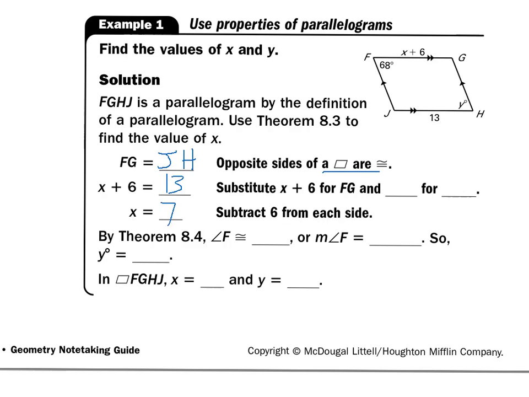And then find y, or angle H, which is y. So angle F is congruent to angle H. So, remember what the little m means, the measure of angle F is the measure of angle H. So y also equals 68 degrees. So in parallelogram FGHJ, x was 7 and y was 68 degrees.